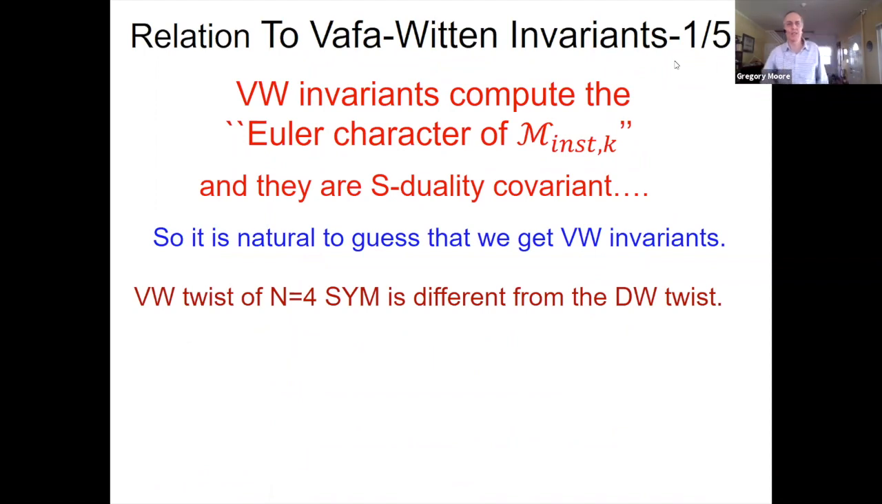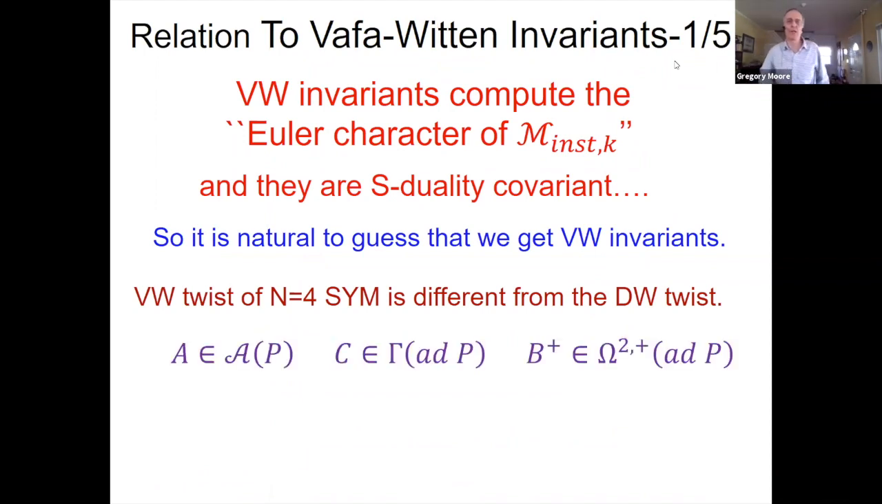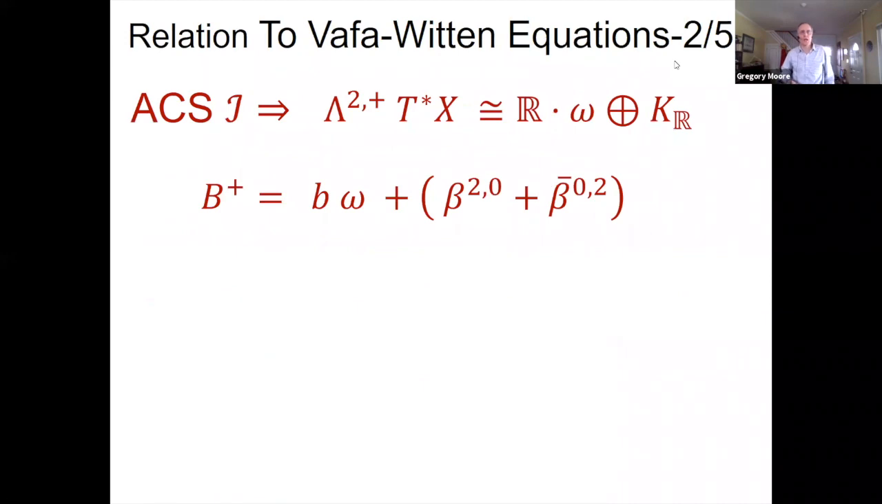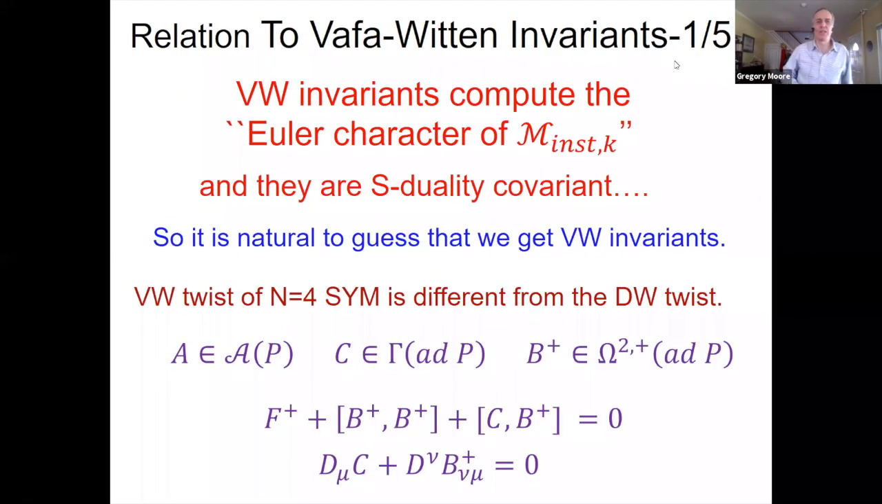And let's just look at the Vafa-Witten equations. So what are the fields in the Vafa-Witten equations? We have a connection on the principal SO(3) bundle. We have an adjoint valued scalar field C and an adjoint valued self-dual 2-form B. And then here are the equations. And they don't look very much like the Seiberg-Witten equations.